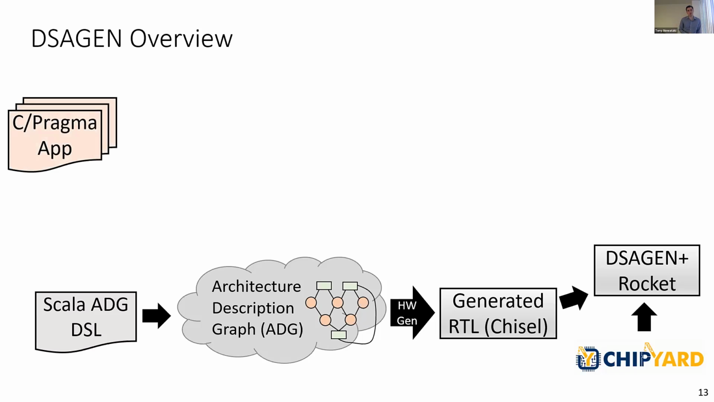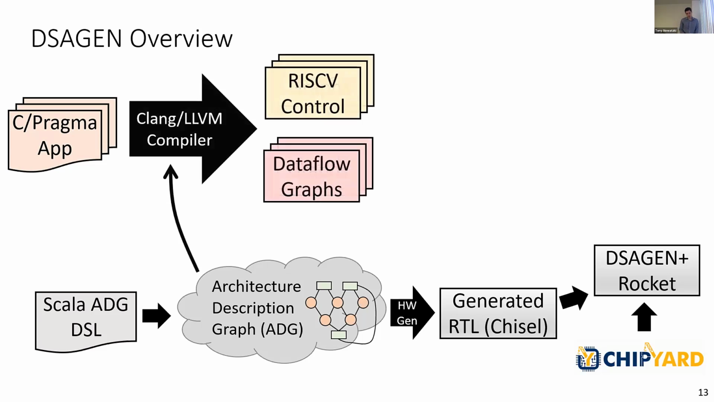Okay, so then what about programming? We have a C plus pragma-based programming interface, kind of like high-level synthesis would use. We have implemented a Clang LLVM compiler. It's going to read the architecture description graph, understand what's there in the hardware, and then it will apply certain sets of transformations and split the program into the control core program, which has core stream commands, and also into data flow graphs.